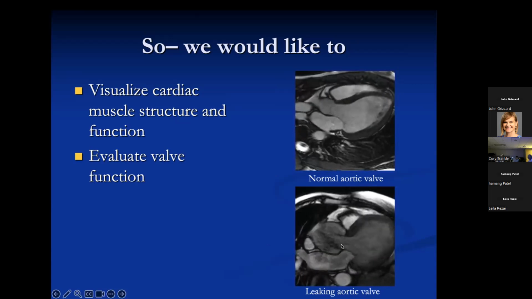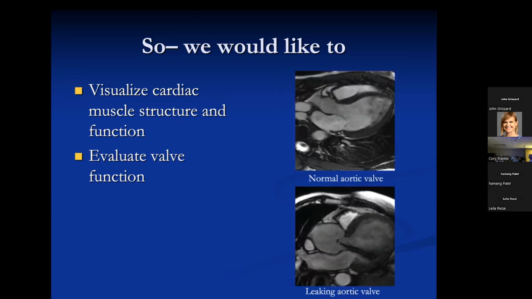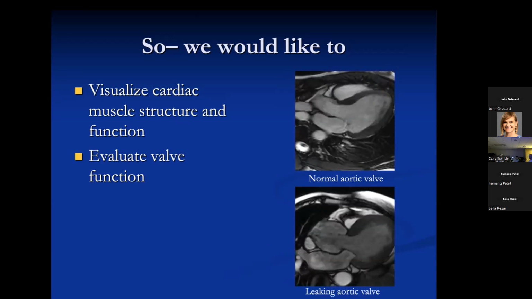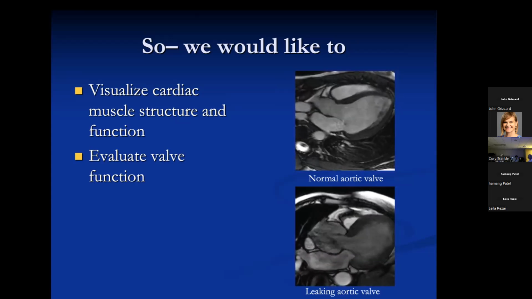However, what you're seeing here is what we call spin dephasing. It means that we've lost phase coherence. The protons in the blood are knocked off their axis and are spinning chaotically, and therefore you don't have uniform signal intensity. And in fact, it appears as a flow jet or a dark area.